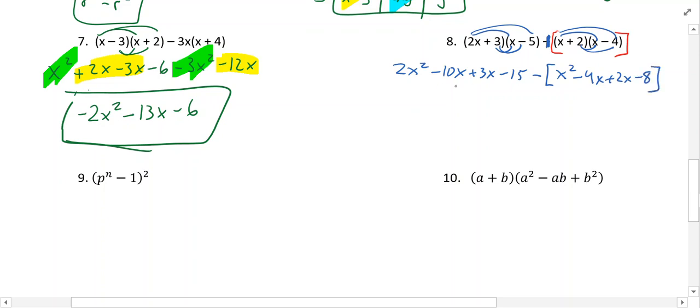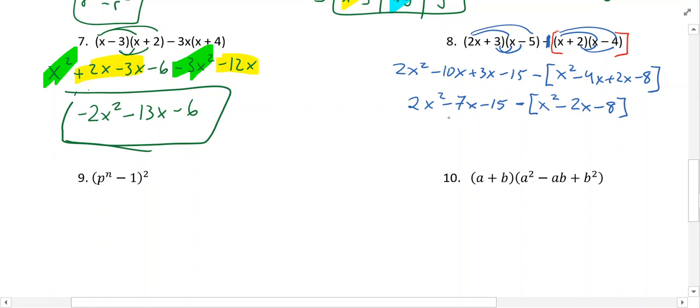Then I'm going to combine what I can on this left-hand side. So I have 2x squared, negative 10x, and 3x is going to give me a negative 7x. And I have minus 15. So still, I'm going to bring down this minus sign and bring down my bracket, because what's left to do is to combine any like terms that I have. So I have x squared, I have a negative 4x, and a positive 2x. So when those combine together, I'm going to be left with a negative 2x, and I have a negative 8.